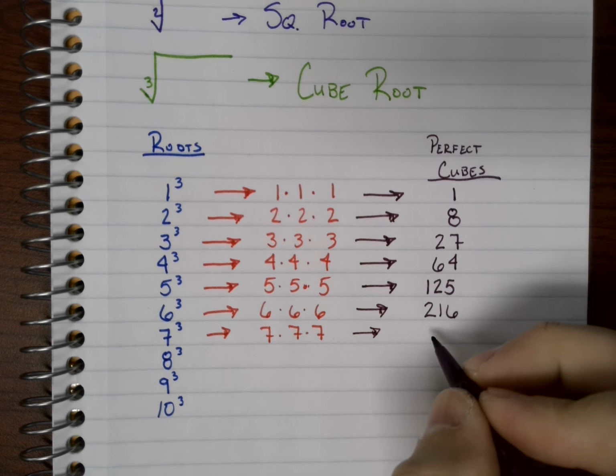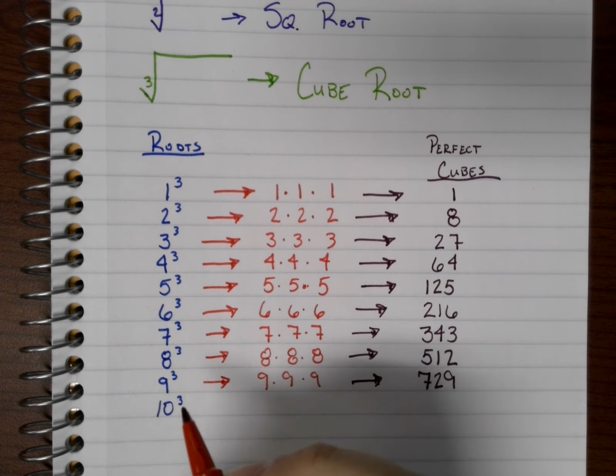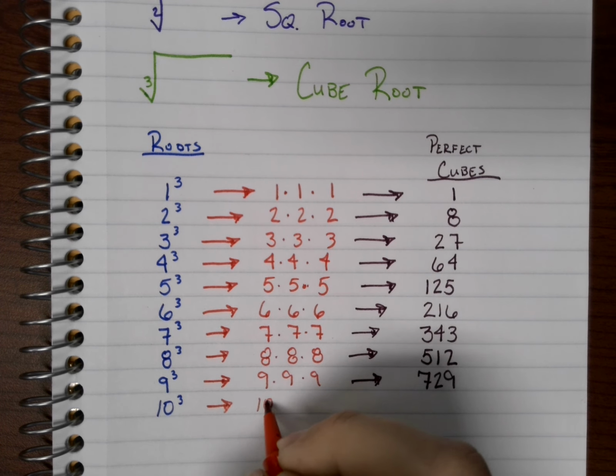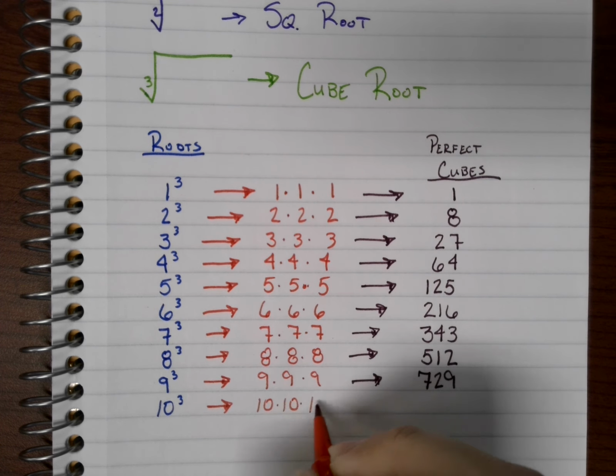Next, 9 times 9 times 9. 9 times 9 is 81. And 81 times 9 is 729. And last but not least, 10 times 10 times 10. 10 times 10 is 100. And 100 times 10 is 1,000. So that's our process on how our cubes and roots work. Anything cubed is that number times itself 3 times. And these are your first 10 perfect cubes.